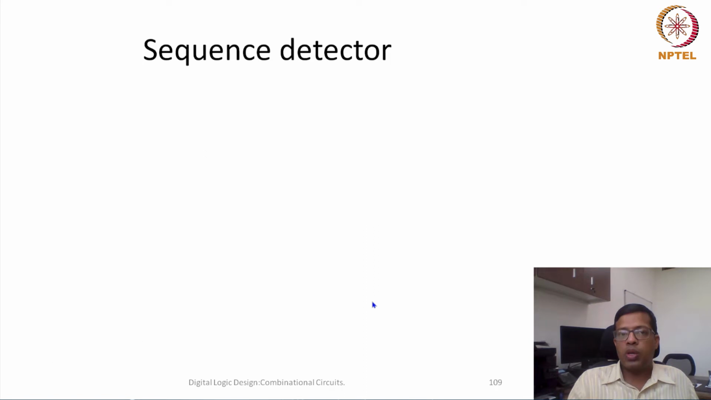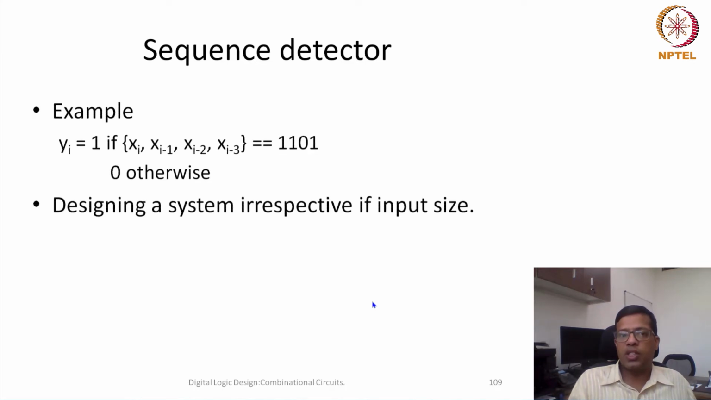So the third problem is more intricate and more involved to solve. Now we are trying to design some sort of sequence detector. So what is a sequence detector? We are given some sort of a sequence, a pattern, and given an input, we would like to see whether our input is matching that pattern or not.